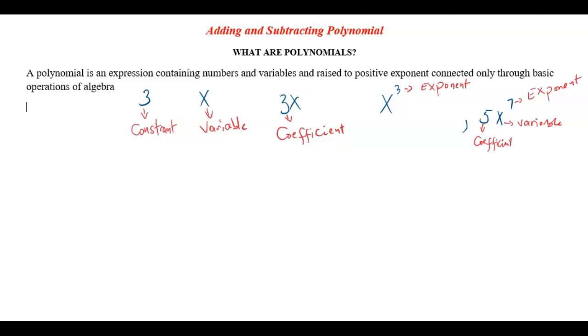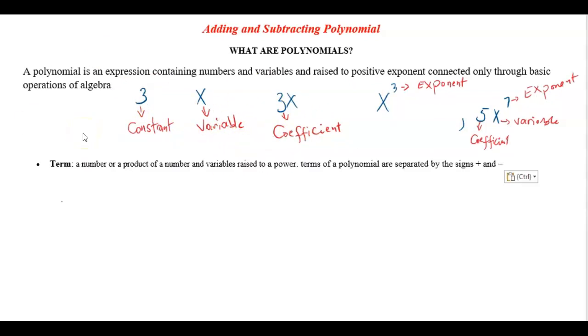Now, all of these in a polynomial, they call them terms, okay? So what is a term? I have this definition here: a term is a number or a product of a number and variables raised to a power.